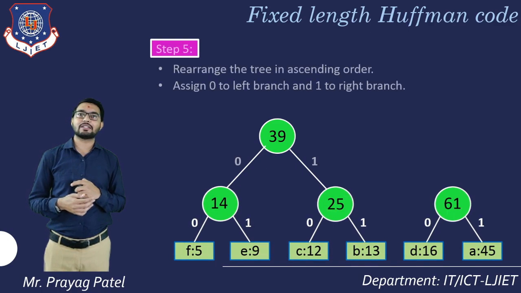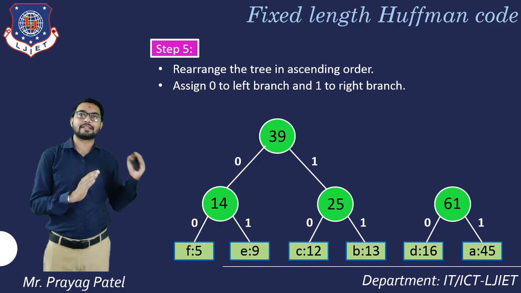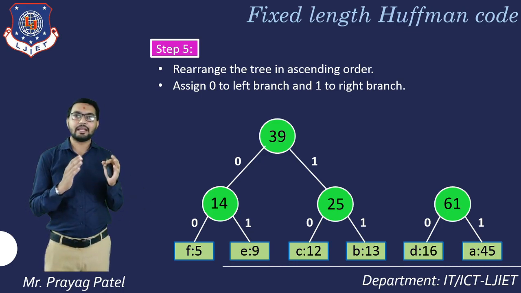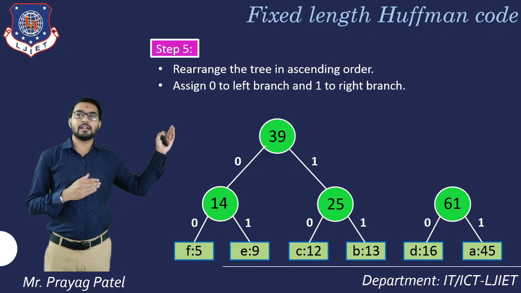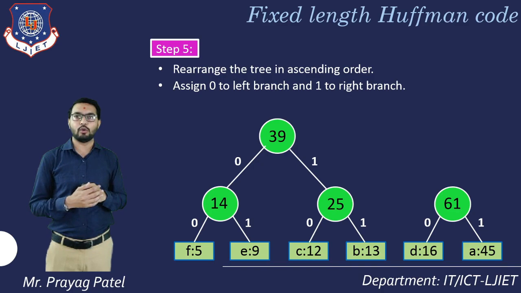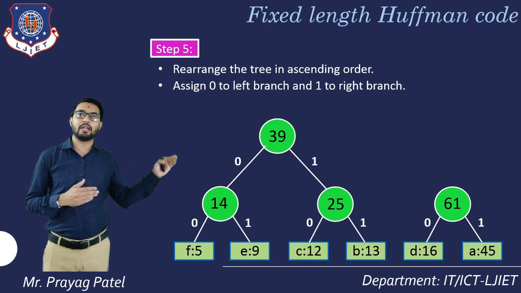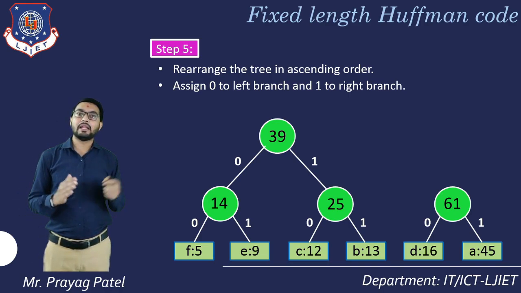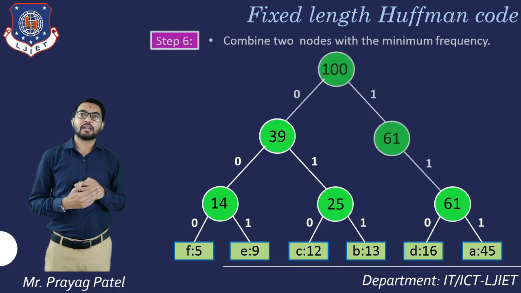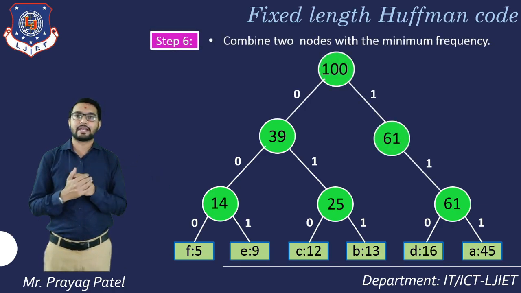Now the next step: rearrange the tree into ascending order and assign 0 to the left branch and 1 to the right branch. So here 14 is the left child of 39. Consider the 0 value at the left child and the 1 value at the right child, so the 25 link is 1. Now combine the two subtrees: 39 is one part and 61 is the second part.